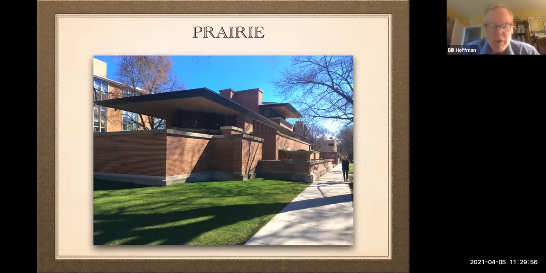Another style that was very popular in the early 1900s was the prairie style. This was made famous by Frank Lloyd Wright. This is the Robie House at University of Chicago. Very modern looking building for the 1910s. You can see the emphasis is on projecting geometric forms. The eaves of the roofs go way beyond the walls.